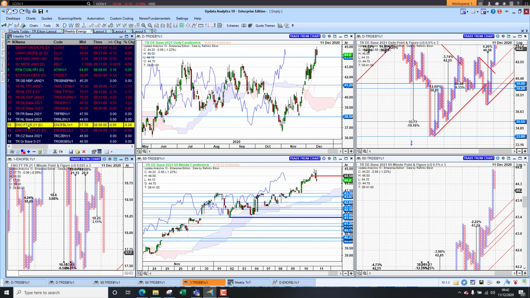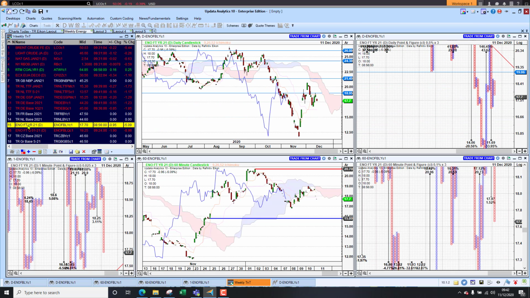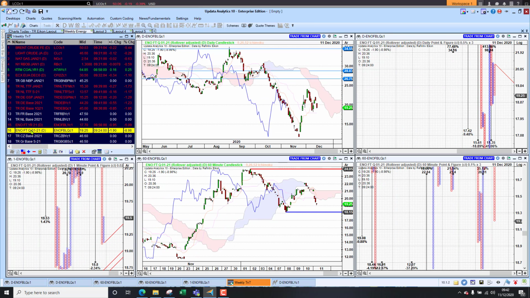Looking at Nordic power, we're down 5%. A lot of volatility in the Nordic power market, and on the quarterly contract we're down 9%, so very significant there as well.